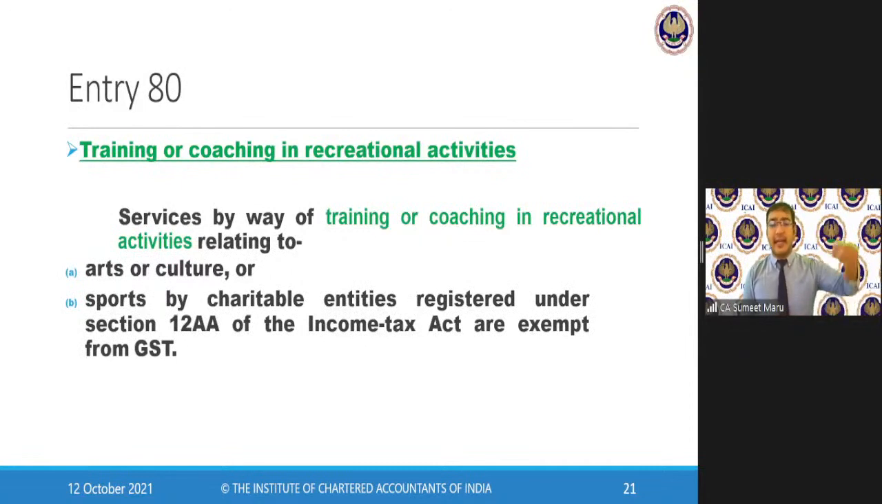If you are under training or coaching for any recreational activities, what are recreational activities? Say art or culture or sports by a charitable trust. But again, this sports is only for the charitable trust under 12AA. This will again be considered as an exemption.